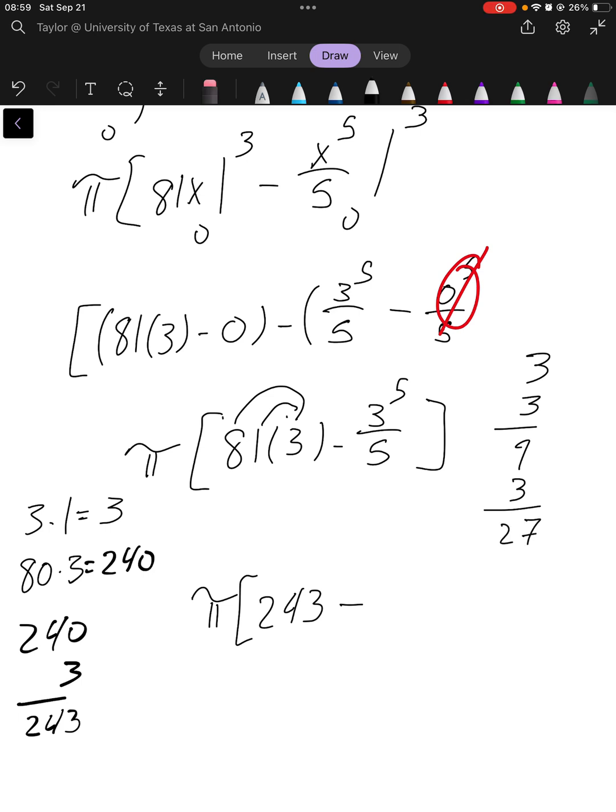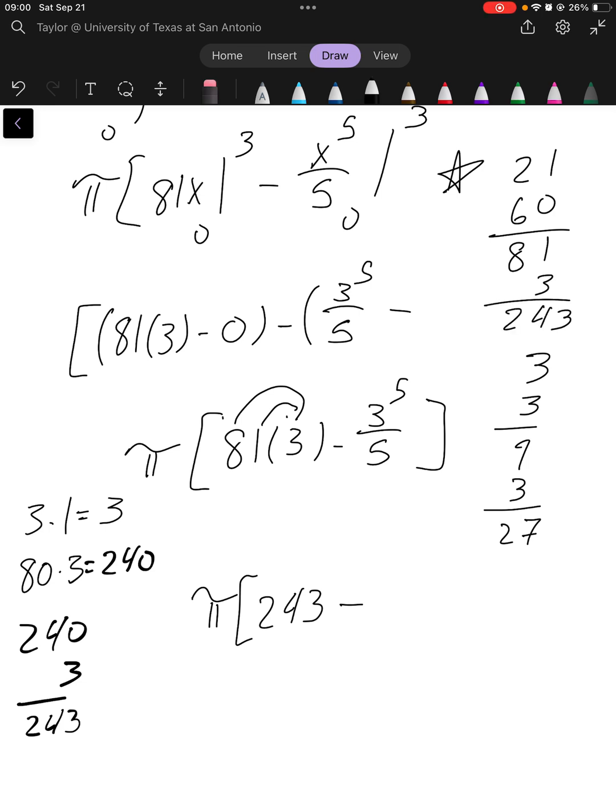And then 3 to the 4th, again, I'm going to do my little trick. I'm going to do it up here. Clean this up, give myself some space. Okay, so 3 times 7 is 21, and then 3 times 20 is 60. So this gives me 81. All right, and then one more time, times 3, we get 243. Okay, 243 over 5.